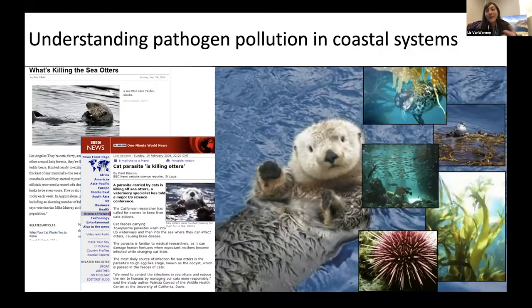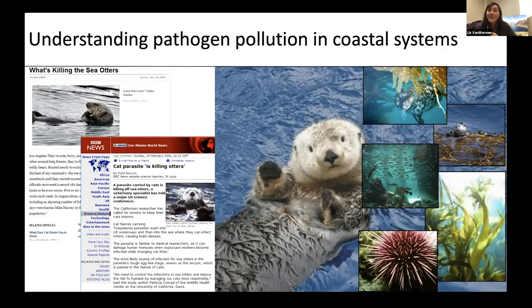And we care about this not only from the sense of pathogen pollution, and the conservation of the sea otters, but also because sea otters play a really critical role in coastal ecosystems. By preying on sea urchins, these spiky purple things at the bottom, they help protect coastal kelp forests, which serve as a biodiversity hotspot in the nearshore marine environment. And you're going to hear more about the exciting role of kelp and Toxoplasma later on from Karen.